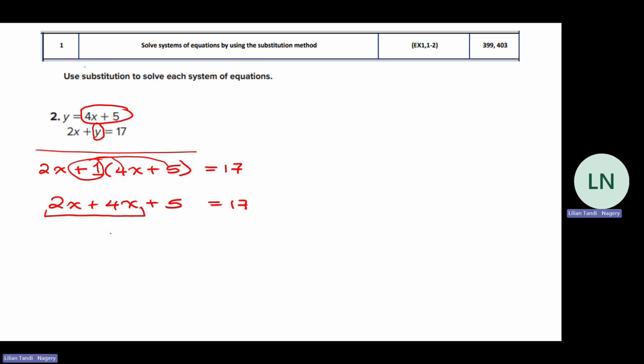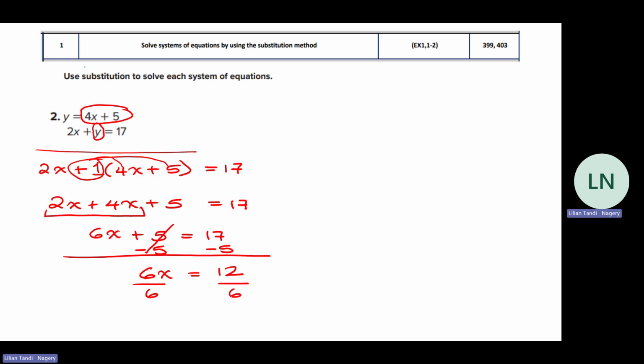These are friends because they have the same variable. So 2x plus 4x is 6x plus 5 is 17. I will subtract 5 on both sides. I will get 0. So this will be 6x equals 12. I will divide by 6 on both sides. x will be 2. I will circle it. Then I will find y.